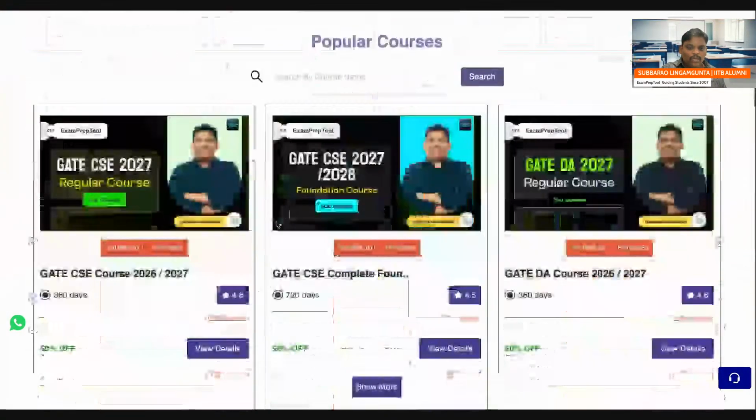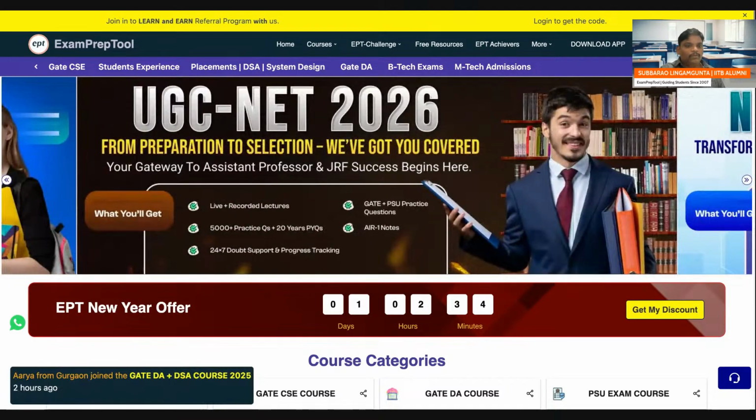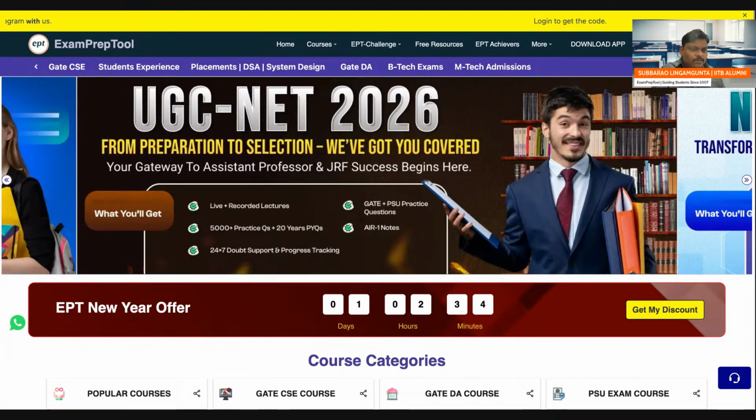So go to the exam prep tool. Okay. Here you will see the GATE CSC. Here, student experience, placement and DSA plus system design. So whichever DSA course you want, GATE or placement, you go there. There you will find out. See this one: time complexity problems. How to find out time complexity of a given program.